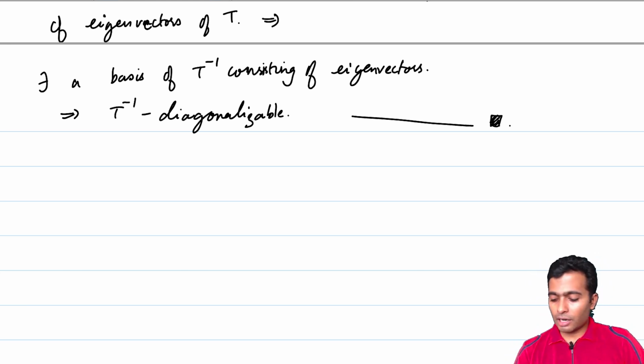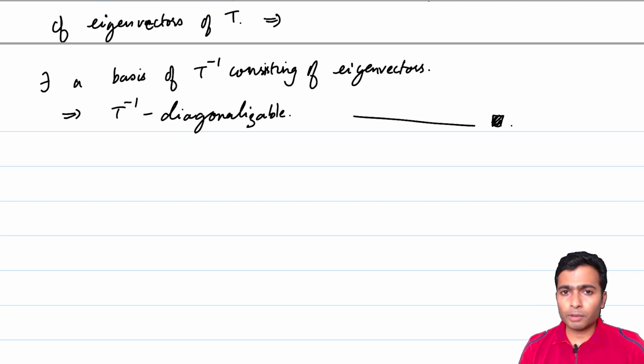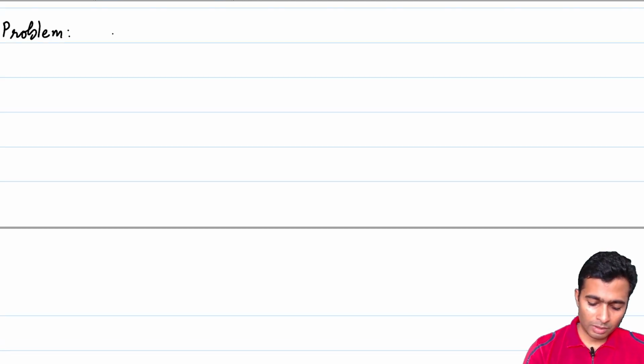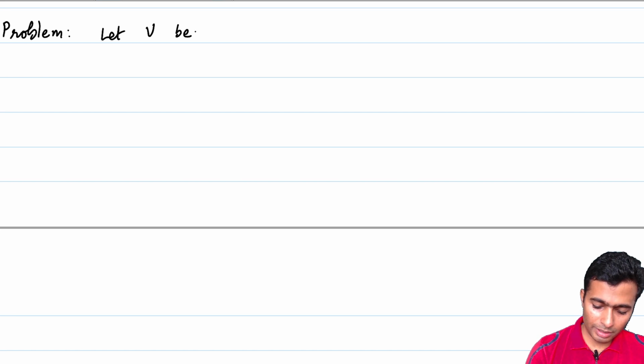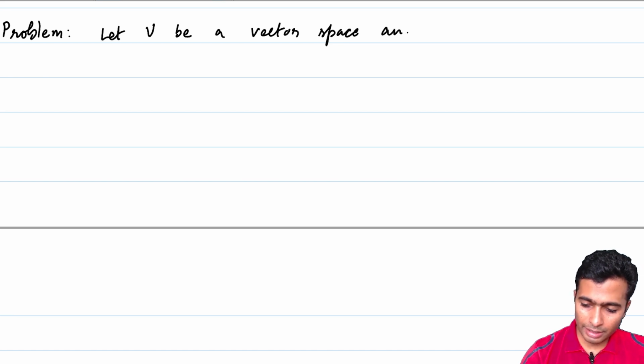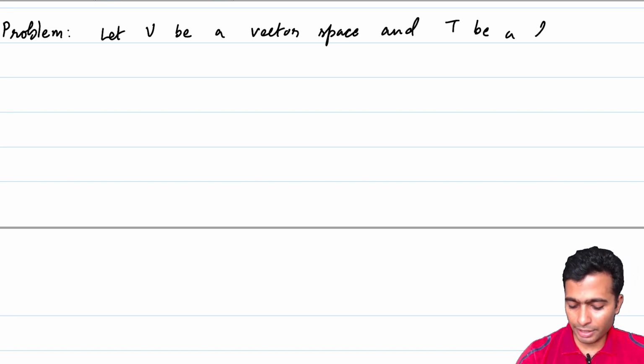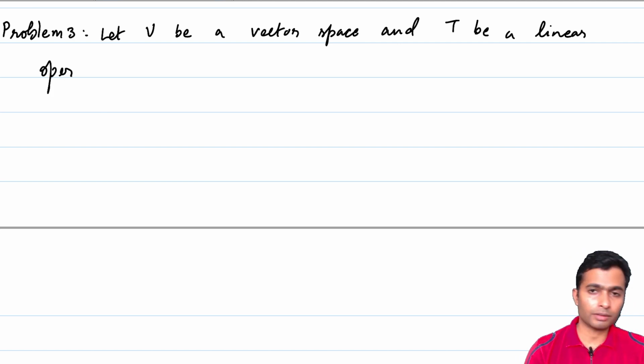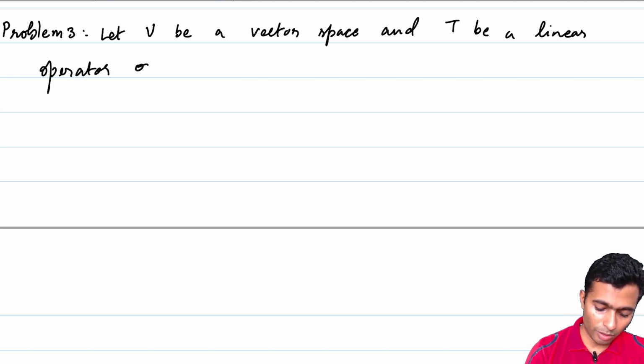The next problem is regarding the T cyclic subspace generated by a vector in a vector space capital V. So let me write down the problem. So let V be a vector space and T be a linear operator. This is, I think, problem 3. Linear operator on V.